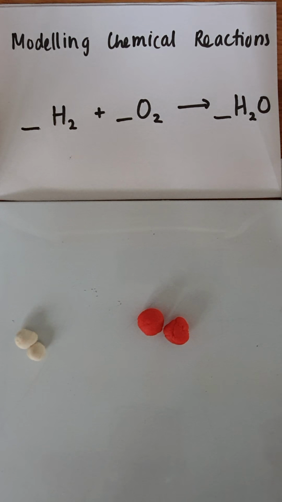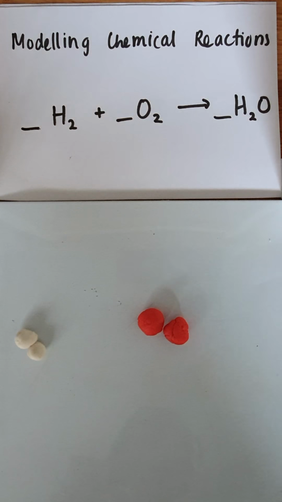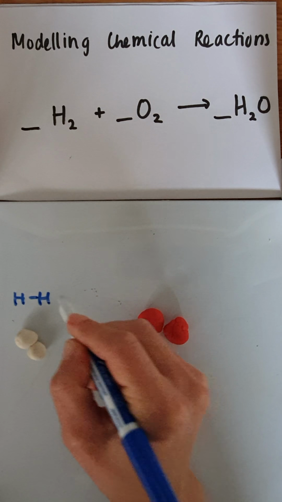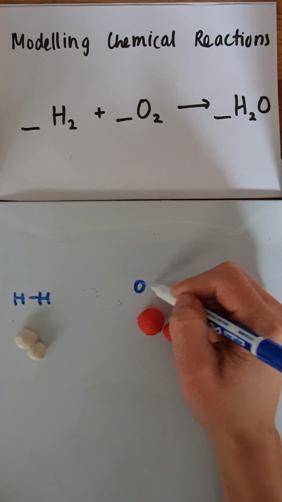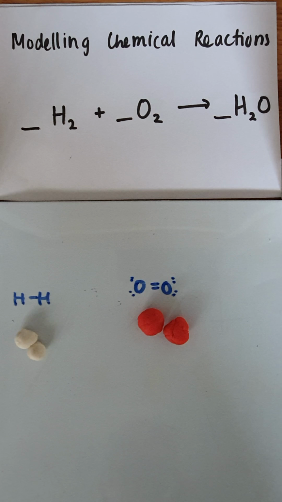What I've done, and what I would like you to do, whether that's with paper or with M&Ms, or if you happen to have Play-Doh at home, is find something and create a diatomic molecule of hydrogen and a diatomic molecule of oxygen. Bearing in mind their Lewis dot structures, hydrogen is a diatomic molecule with a pair of shared electrons between the atoms, and oxygen is a diatomic molecule with two pairs of bonding electrons in between them.